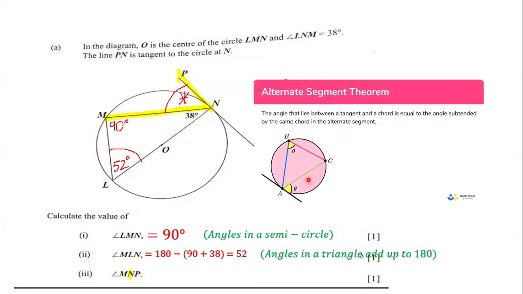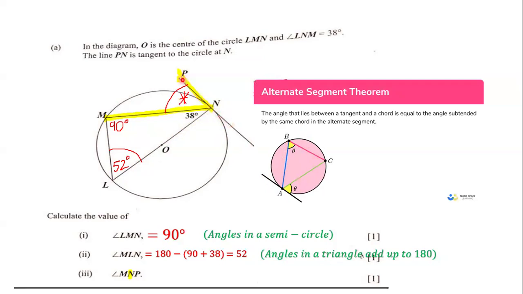And so what does that mean? It tells us that if you have an angle, in this case theta, that lies between the tangent, so this black line is the tangent, and a chord, this angle is going to be equal to this angle that is subtended by the same chord. And so this angle and this angle are equal. So we're going to use this particular theorem.